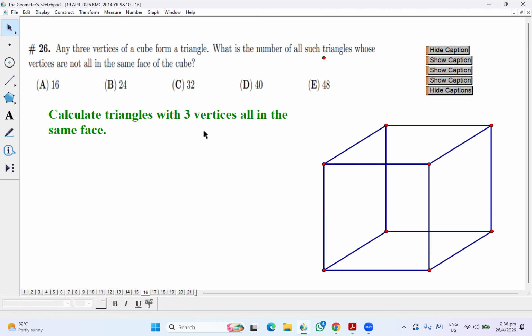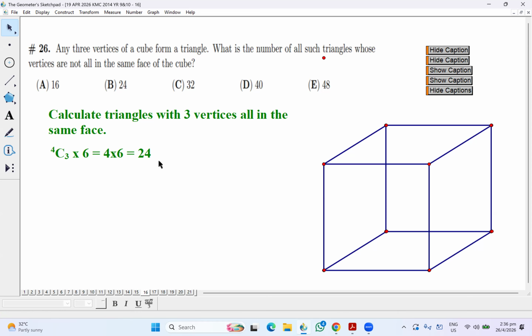Calculate triangles with vertices all in the same face. All in four vertices in the same face: 4 choose 3, or 4 choose 1 to take out. So 4 choose 3, but 6 faces. So 6 times 4, 24 triangles. All these will have vertices in the same face. But we want not in the same face.